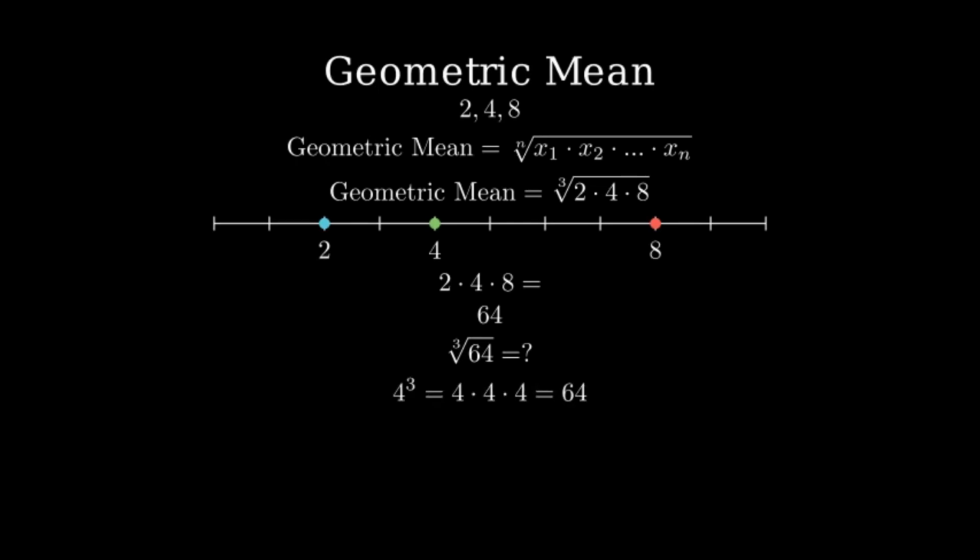The cube root asks, what number, when cubed, equals 64? Since 4 cubed equals 64, the cube root of 64 is 4. Let's verify this is correct. 4 is indeed the geometric mean, because it's the middle value in our sequence, where each number is twice the previous number. 2 times 2 equals 4, and 4 times 2 equals 8. Therefore, the geometric mean of 2, 4, and 8 is 4.